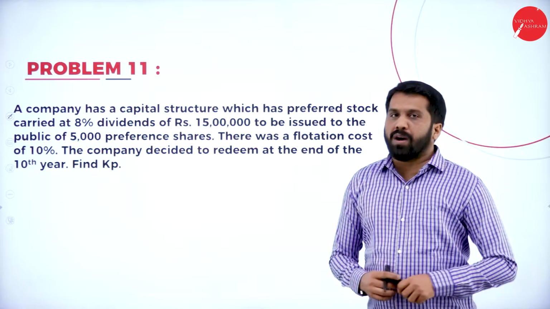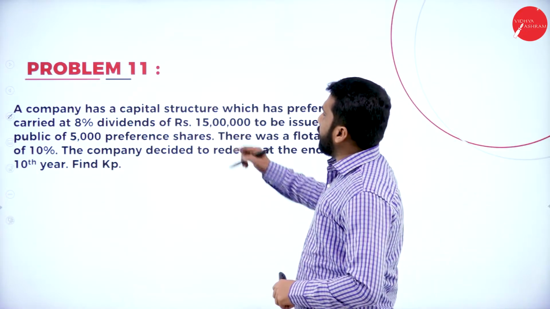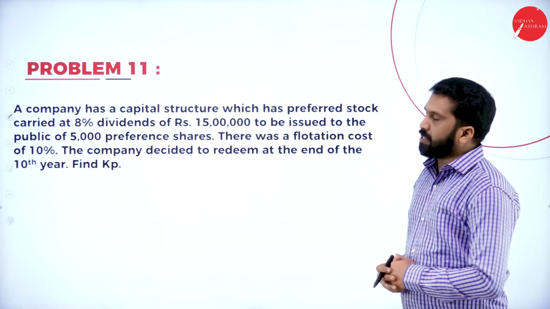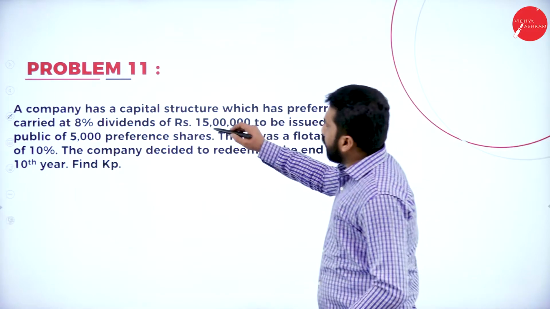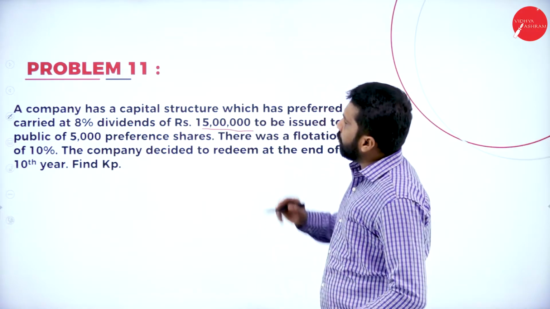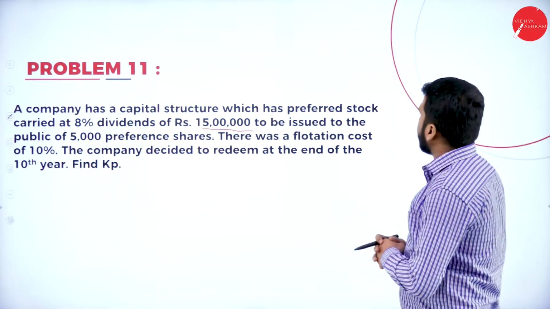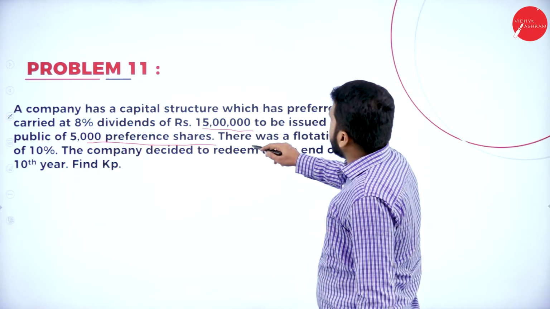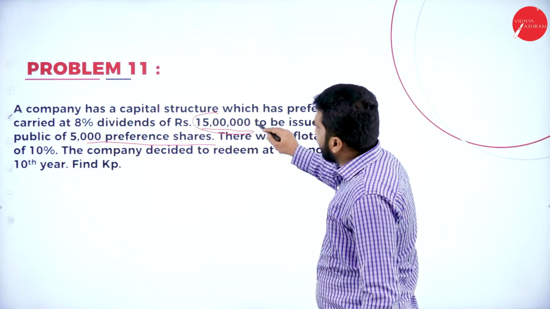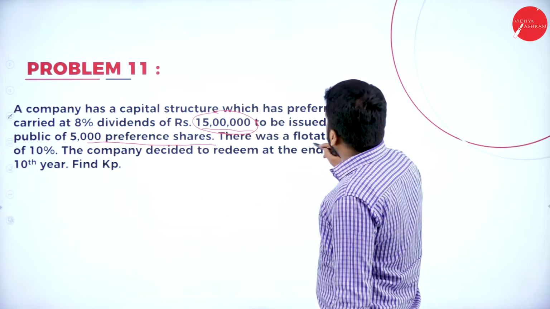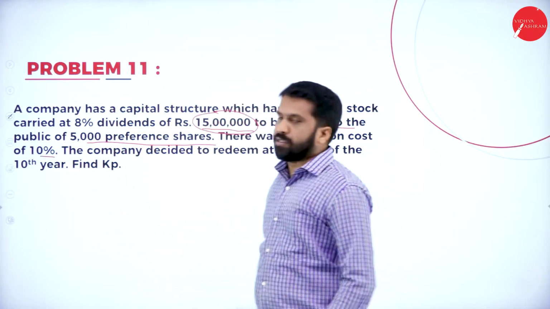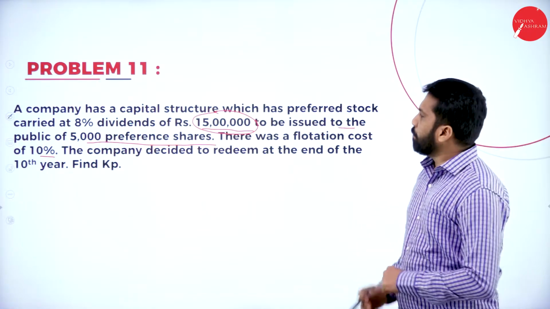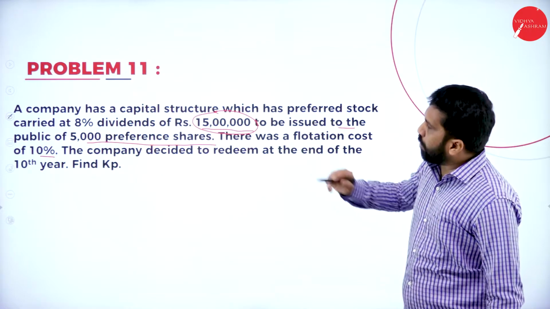Problem number 1. The company has a capital structure which has preferred stock carried at 8% dividend of rupees 15 lakh. What is the value of shares? It is 15 lakh. Now, to be issued to the public, 5,000 preference shares. Issued means this is the issue price. Now, there was a flotation cost of 10%, which we are supposed to reduce.